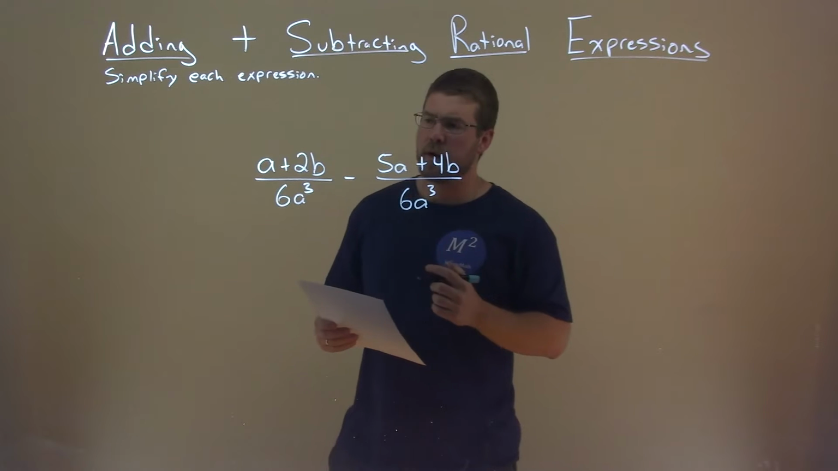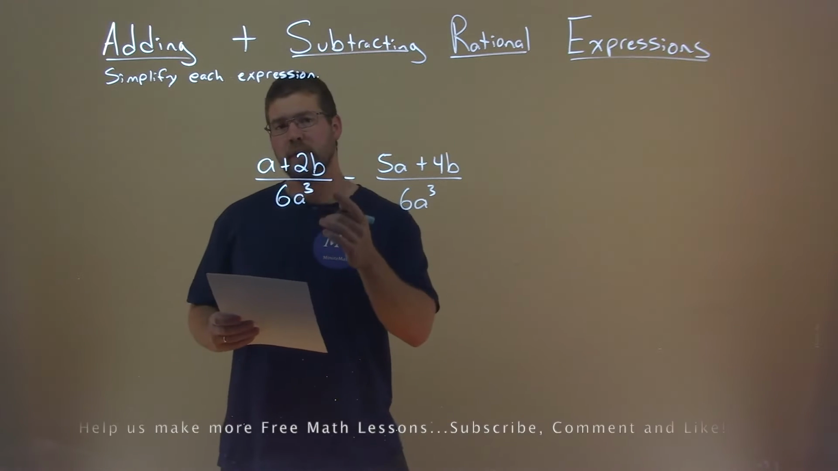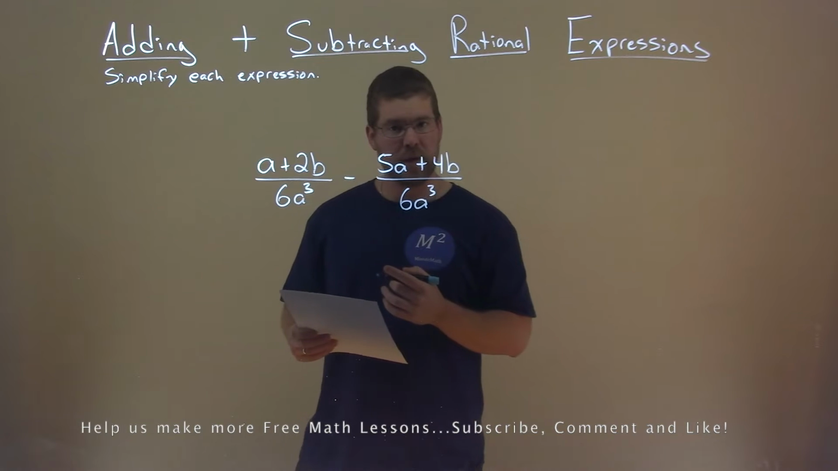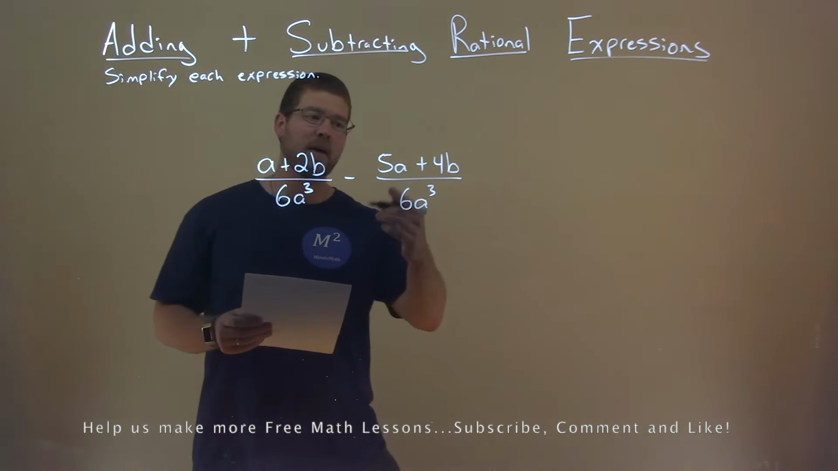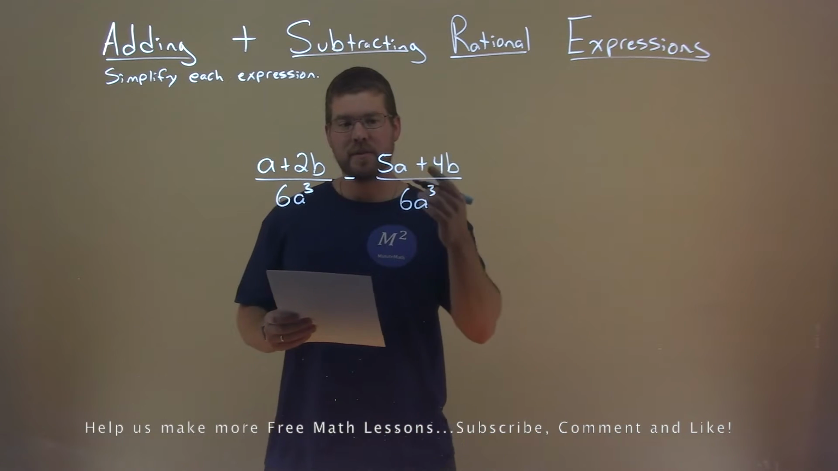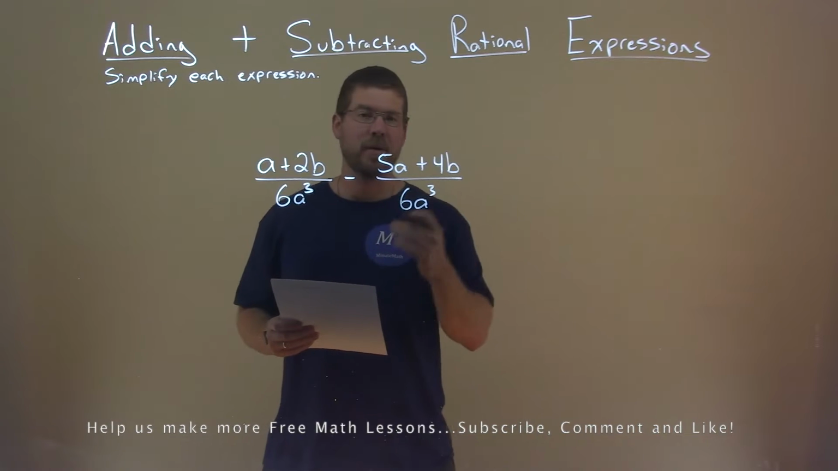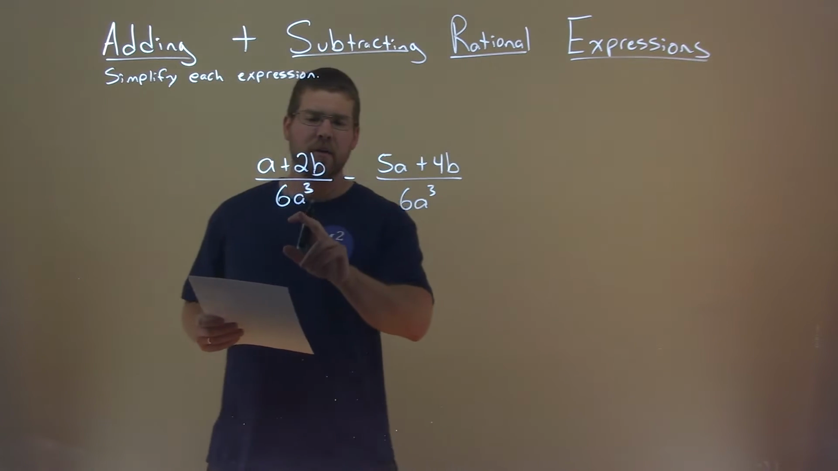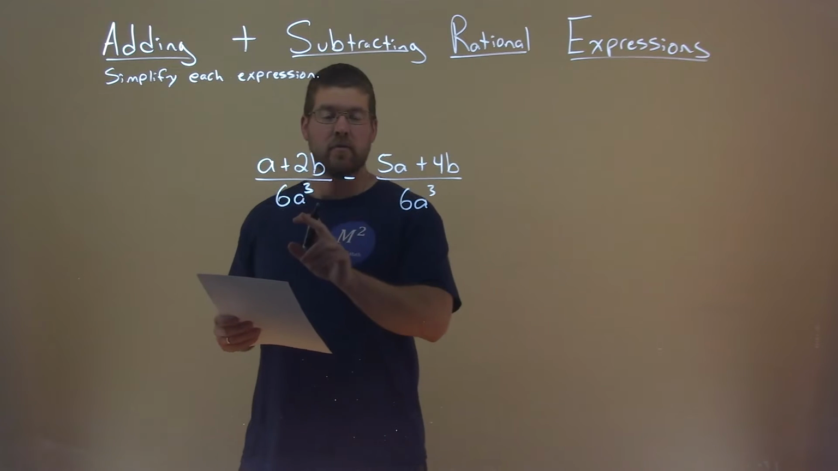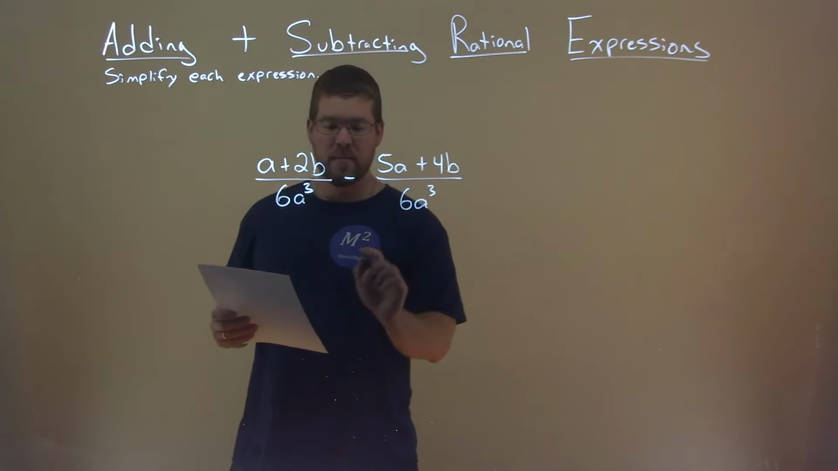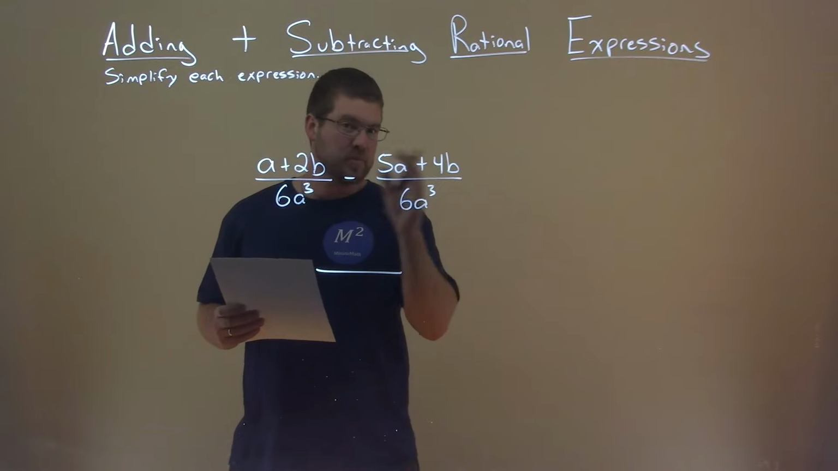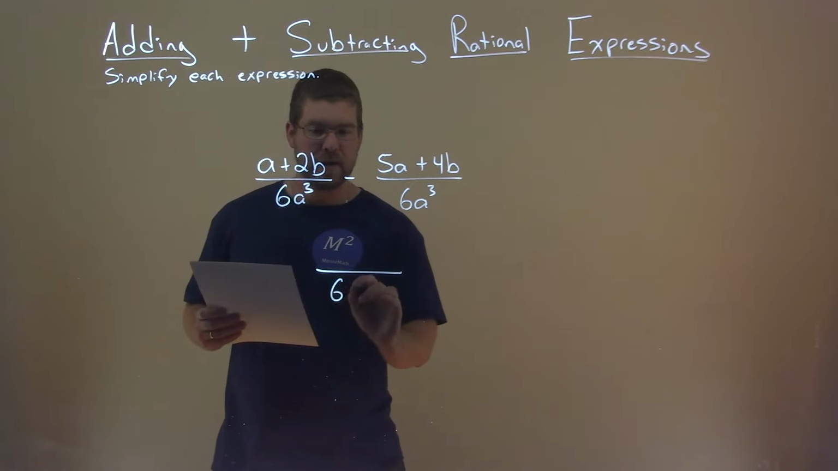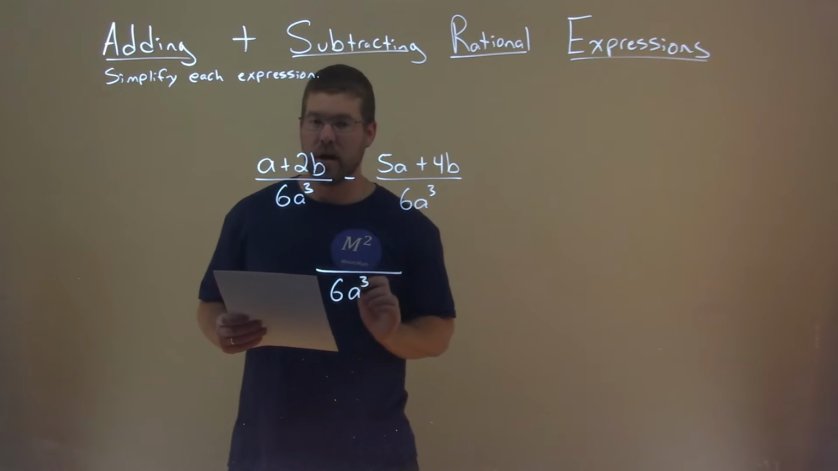We're given this problem right here, (a plus 2b) divided by 6a to the third power minus (5a plus 4b) over 6a to the third power, and we need to simplify this expression. Well, notice we have the same denominator already in both fractions. Because of that, we can subtract the numerators, and it shares the same denominator.